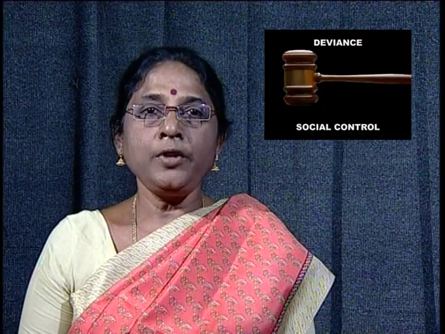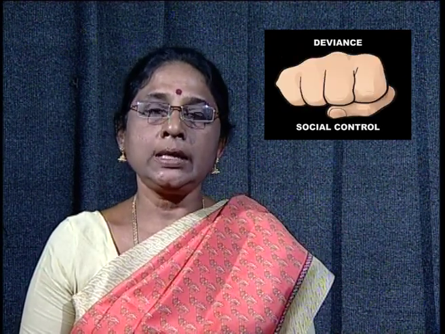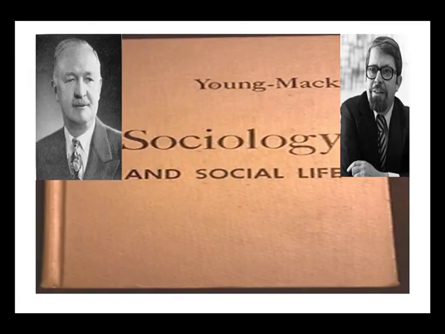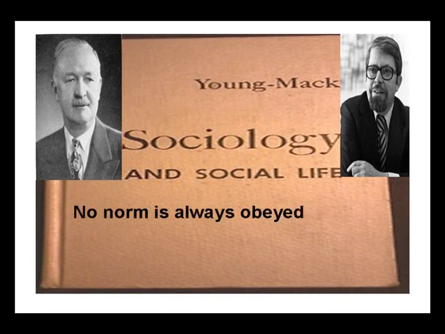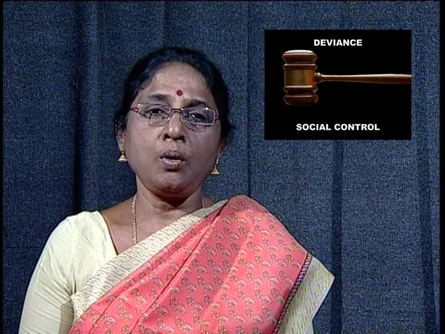Deviance evokes a negative response from the society because it violates society's norms. An important factor relating to deviance is that the acts of deviance differ from society to society and period to period. Deviance is a social construct, which means that the members of the groups define what is deviance. As Young and Mack have pointed out, no norm is always obeyed, no individual always conforms to every set of expectation. Therefore, going against the rules is there always and everywhere.